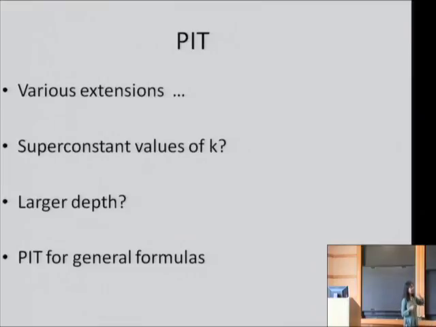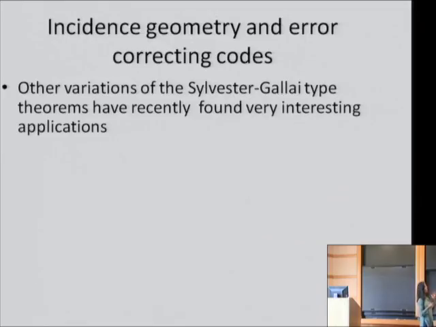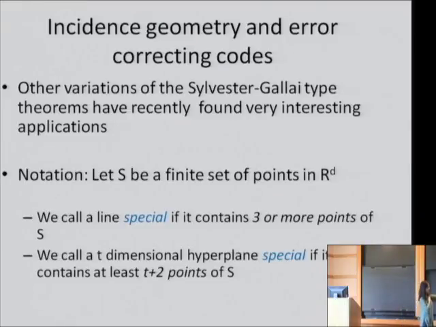Let me talk about another, a couple of slides on another application where these Sylvester-Gallai kind of ideas show up in connections to coding theory. So I'll just define some open problems in incidence geometry which would have very interesting consequences. So just quickly let me set the notation. Suppose you have a finite set of points in R^D. I'll call a line special if it contains at least 3 points from the set. Or I'll call a t-dimensional hyperplane special if it contains at least t plus 2 points from the set.